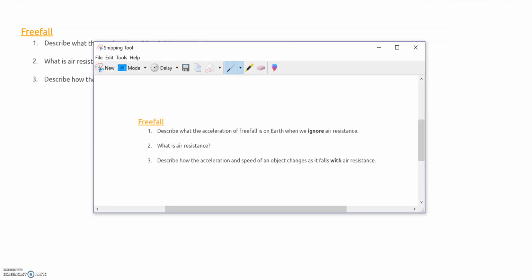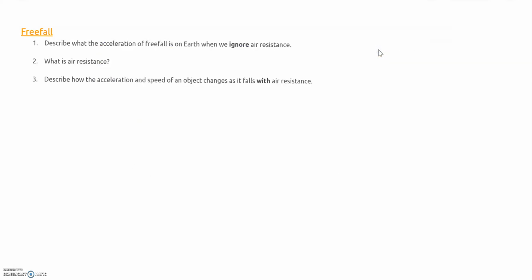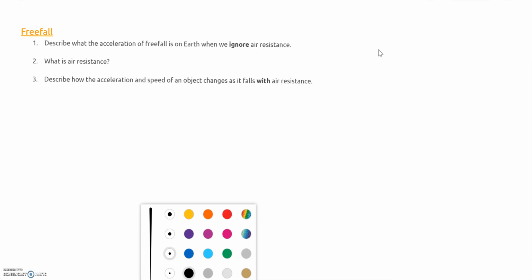Okay, we're just going to have a look at the... Oh, don't know what's going on there. Just going to have a look at the free fall part, which looks short, but there is quite a bit to it, especially point three. So, yeah, this is an important part and hopefully will come up in your exam.